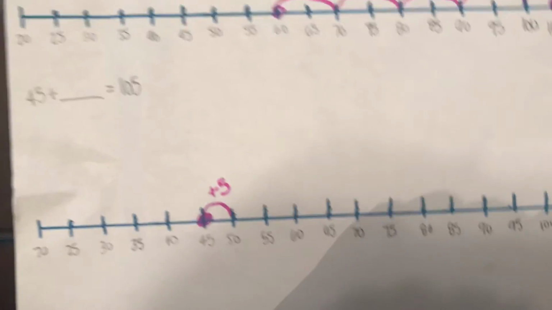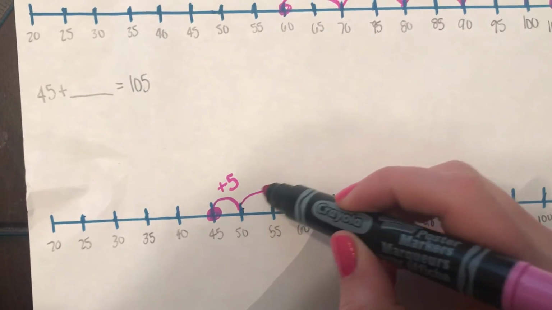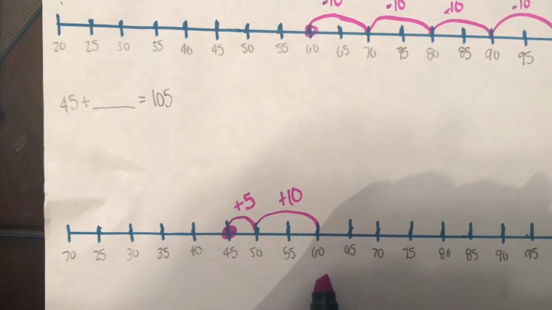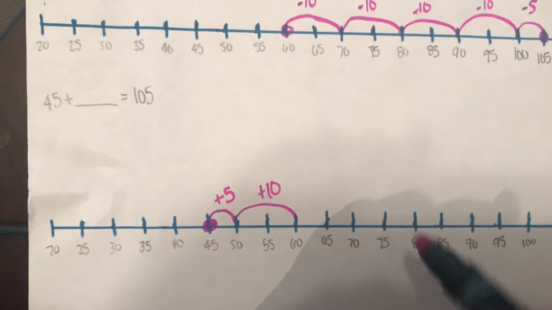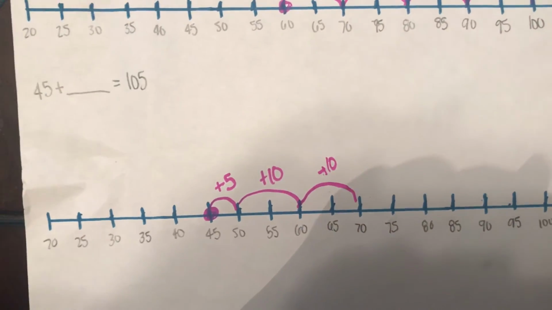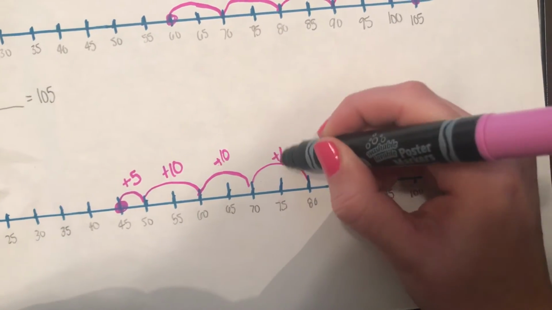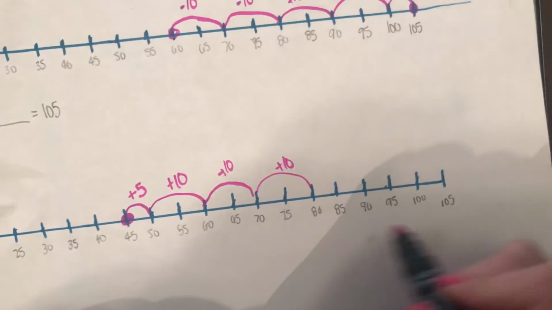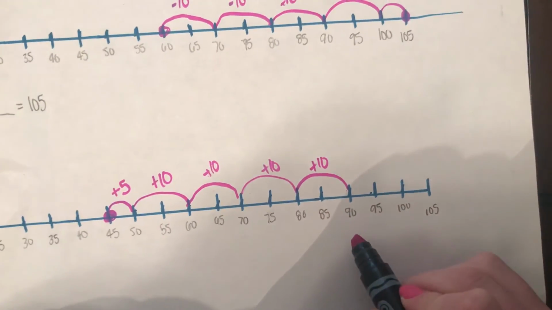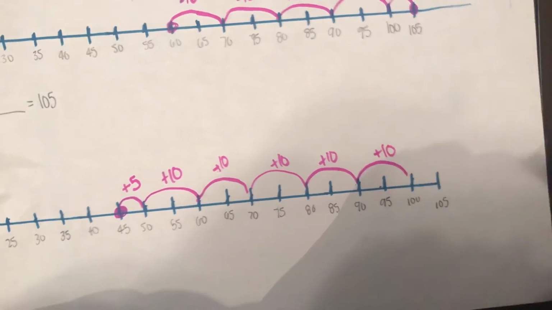Now we can jump by tens, and we need to get all the way to 105. So the first jump, plus 10 to 60. Is 60 equal to 105? Nope, so we gotta keep going. The next jump, plus 10 to 70. Still not 105. Next jump, plus 10 to 80. Still not 105. Another jump, plus 10 to 90. Still not 105. Another jump to 100.